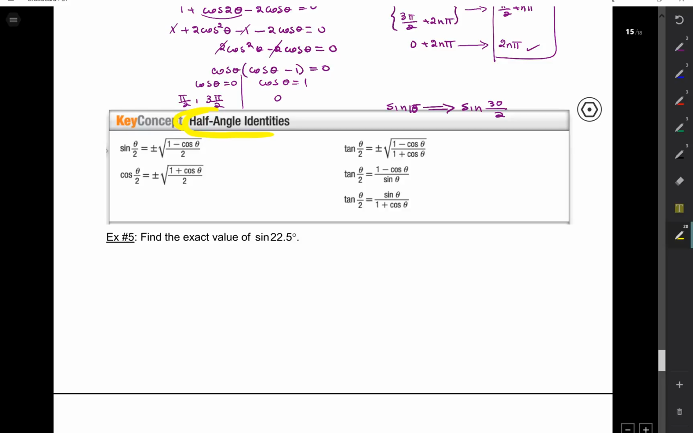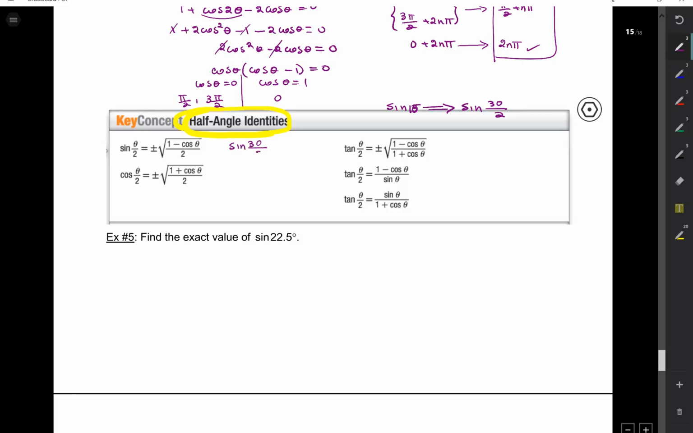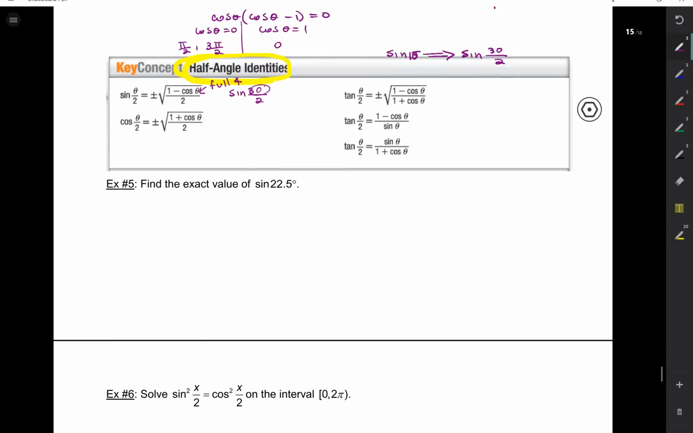Now, let's take a look at how the identities look. So it's sine of theta over 2, meaning if I write sine of 30 over 2, in this identity, theta is the full angle. Okay? That means it's 30 degrees. It's that full angle. So remember that.